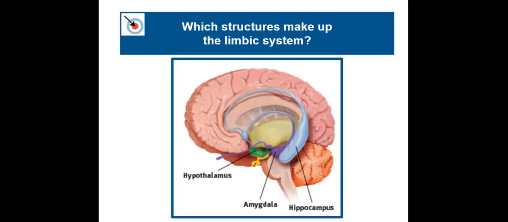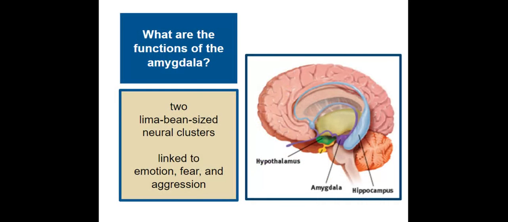Okay, again, like I said, the amygdala. These are very small almonds, sometimes referred to as lima beans, like this slide refers to them. And these are your fear, aggression, and emotional centers of the body. All right. There's a lot of research that has been done on the amygdalas.